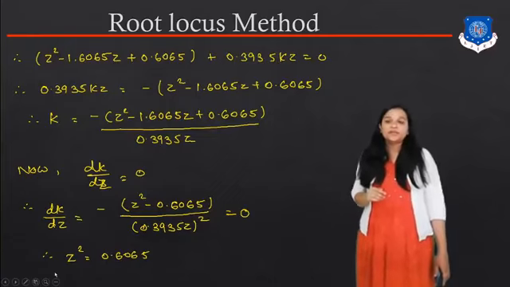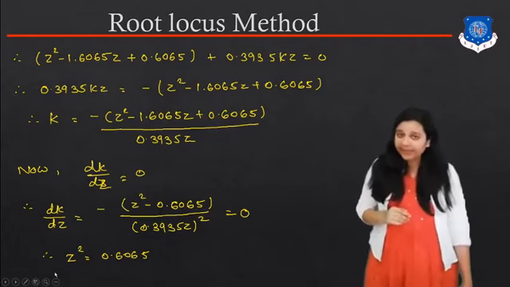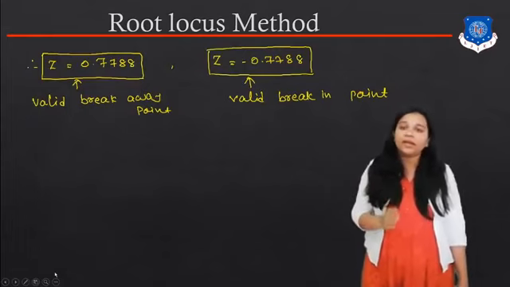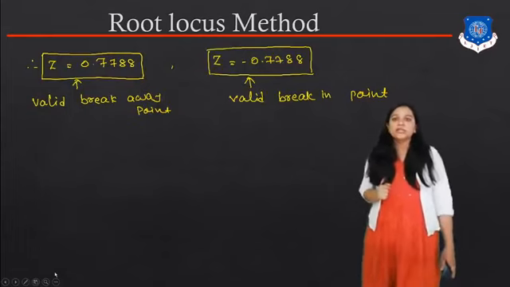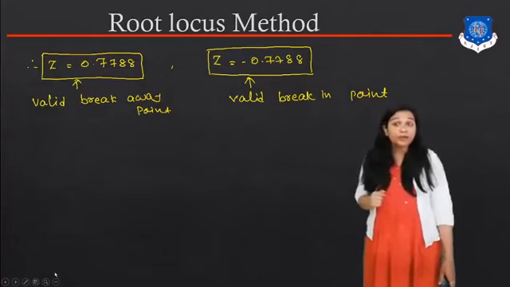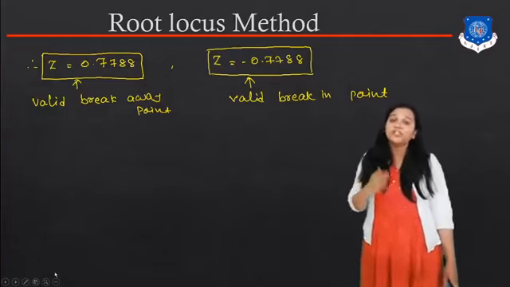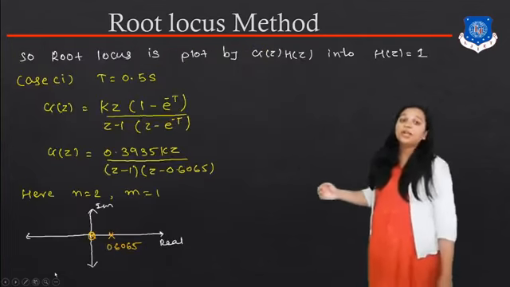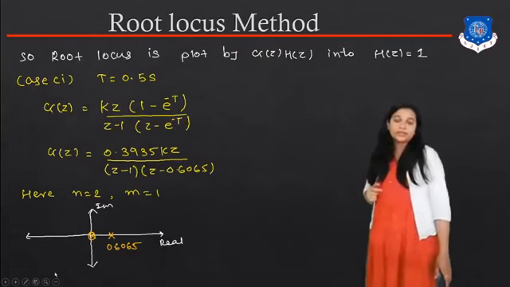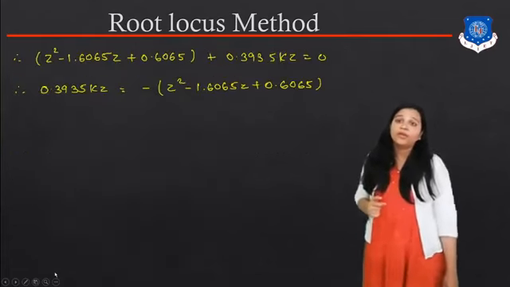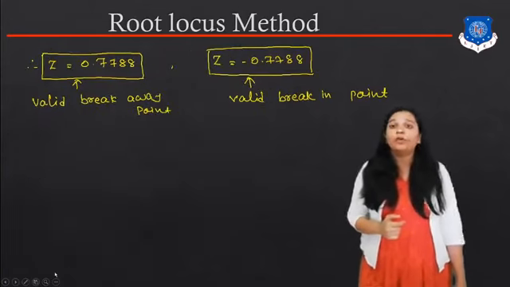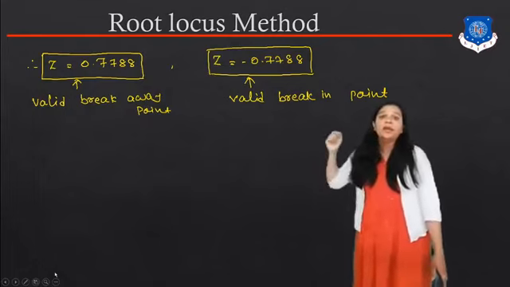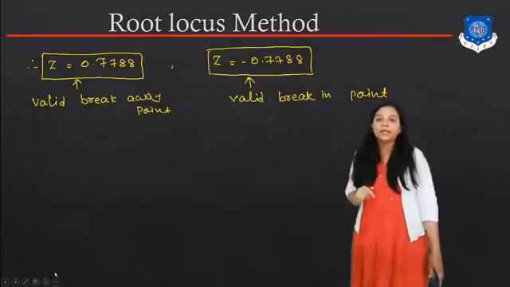0.6065. Now the next one is we have to find the value of z. So we can get z is equal to 0.7788 and z is equal to minus 0.7788. Now we have to decide which point is valid and which point is invalid. Using this root locus plot, if we consider the root locus area and the non root locus area, whatever values we get, both values are valid. One value is our breakaway point and the other value becomes the break-in point.